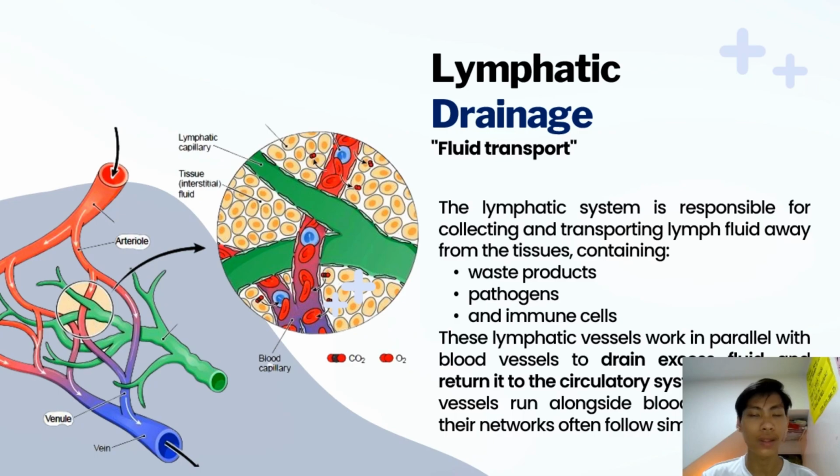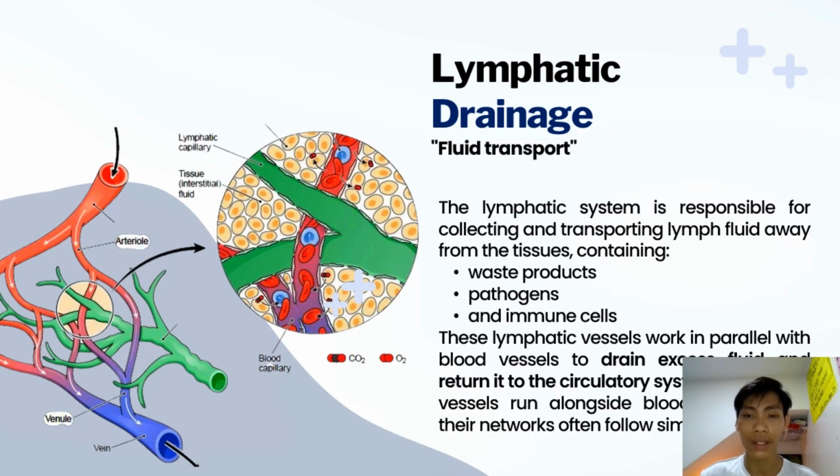The main point of the relationship of the two systems is the lymphatic drainage. If we can simply say this, it is a fluid transport. The lymphatic system is responsible for collecting and transporting lymph fluid away from the tissues, in which the lymph fluid contains the following: waste products. It also contains pathogens and immune cells. These lymphatic vessels work in parallel with blood vessels to drain excess fluid and return it to the circulatory system. Lymphatic vessels run alongside blood vessels, and their networks often follow similar pathways.